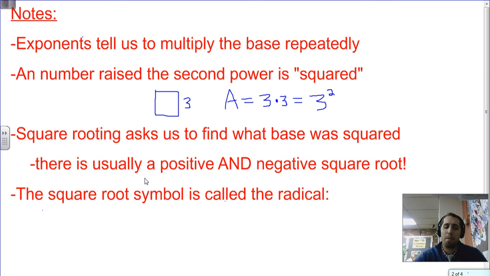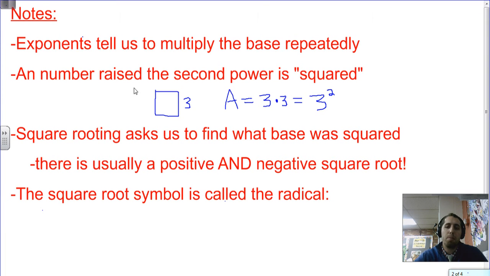But something people often forget is there is usually a positive and negative square root. We know that a negative times a negative equals a positive. So what number can you multiply times itself to get 9? Well, 3 times itself equals 9, but so does negative 3. Negative 3 times negative 3 is also going to give you 9. So the square root of 9 is actually positive 3 or negative 3. Either one would be an appropriate square root.